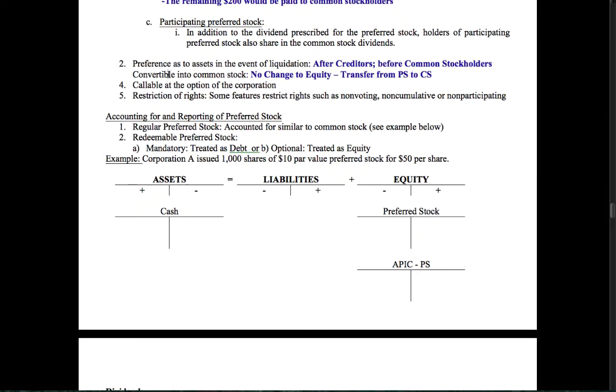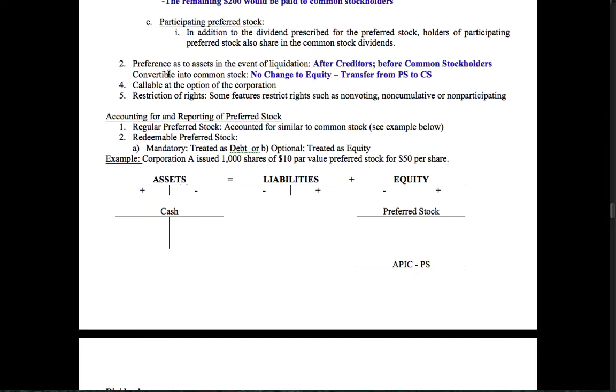Additionally, other features are that they're callable at the option of the corporation. This is a feature that allows the corporation to call back the preferred stock and reissue preferred stock if there are interest rate changes in their advantage. And then a few restrictions that apply to preferred stock.